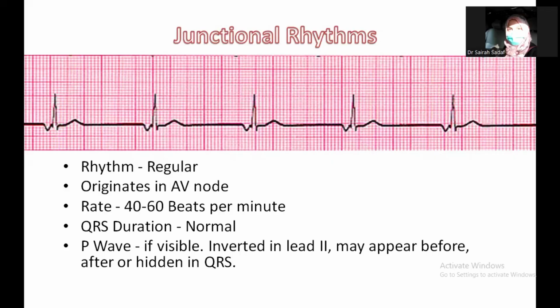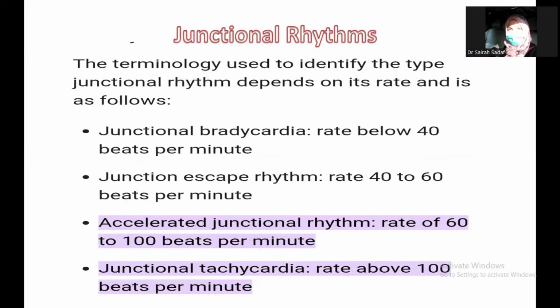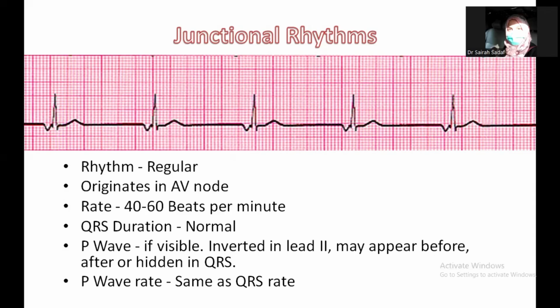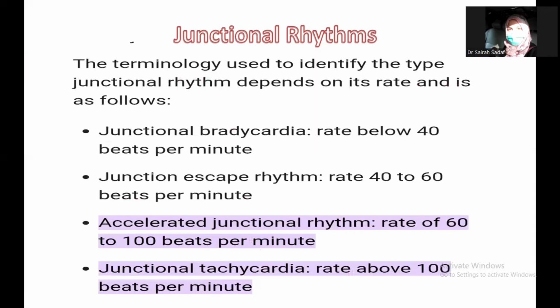So in junctional rhythms, the P wave usually is not visible. But if it's visible, it will appear inverted in lead 2. It may appear before, after, or be hidden in the QRS complex. The atrial rate is the same as the QRS rate, so there will be no dissociation, and that's why the rhythm is regular. Now there are different types of junctional rhythms. The terminology used to identify the type of junctional rhythm depends on its rate and is as follows.